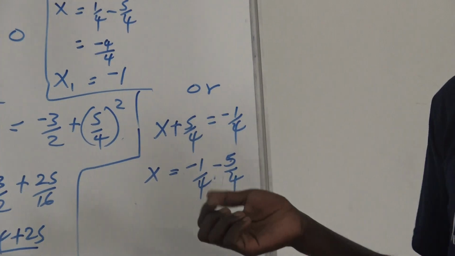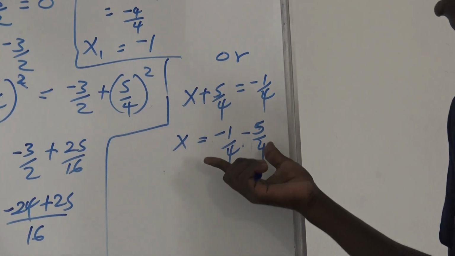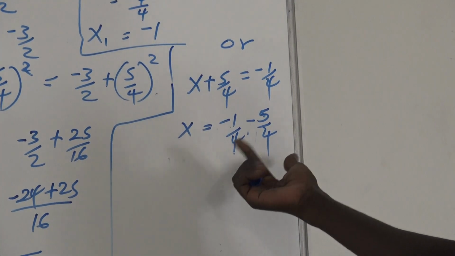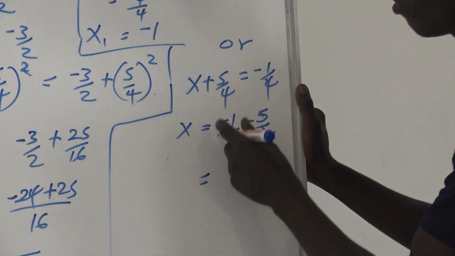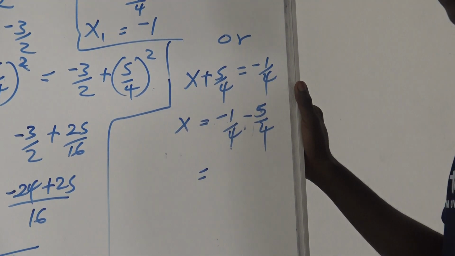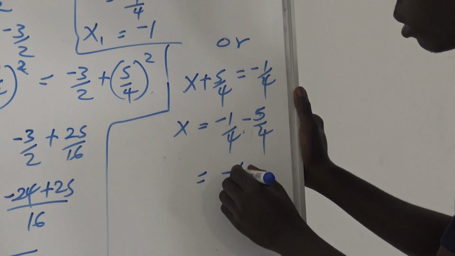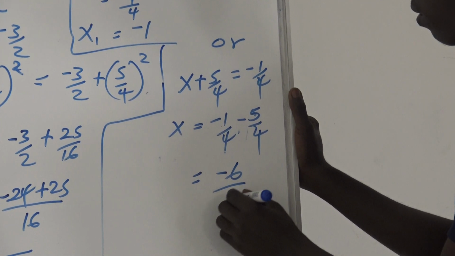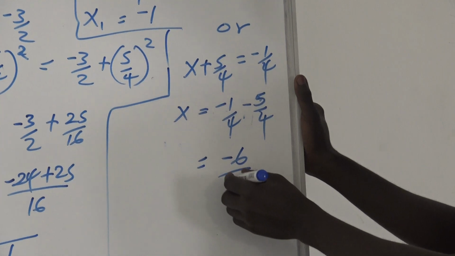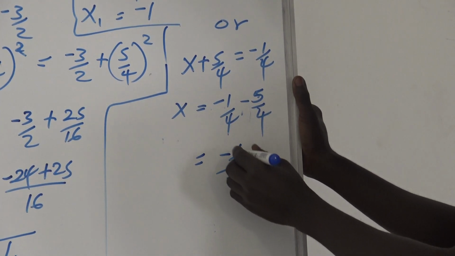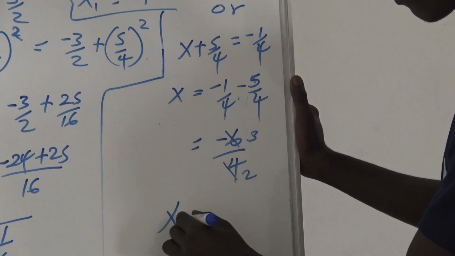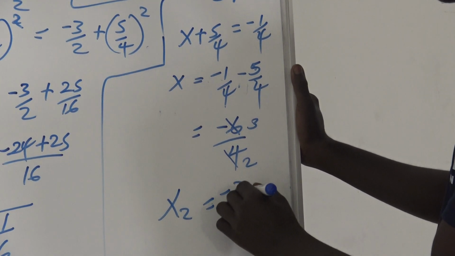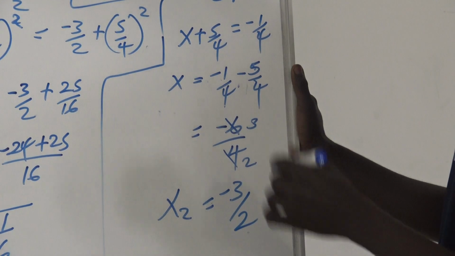So for this case, the denominators are the same, we just deal with the numerators. So this one, negative 1 minus 5, so it becomes negative 6 out of 4. So if we try to reduce this one by 2, then by 2, we come with a 3. So our x2 becomes negative 3 out of 2.